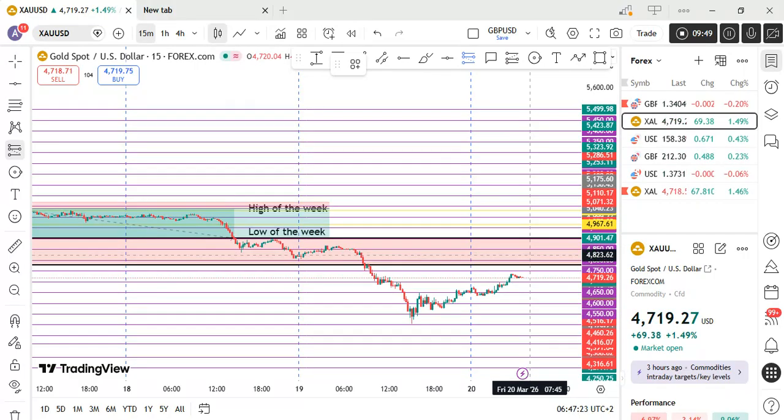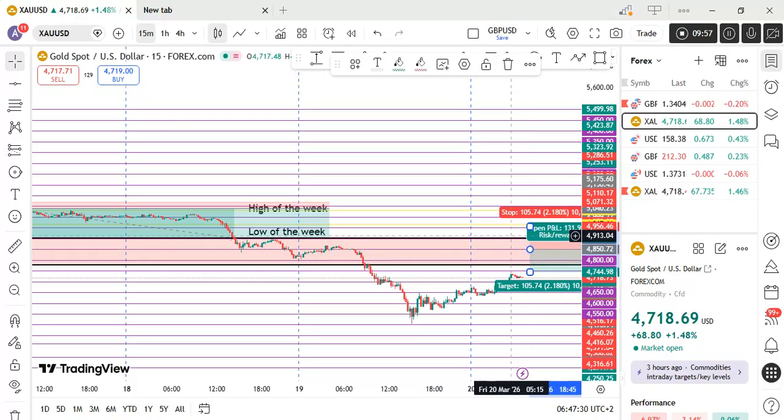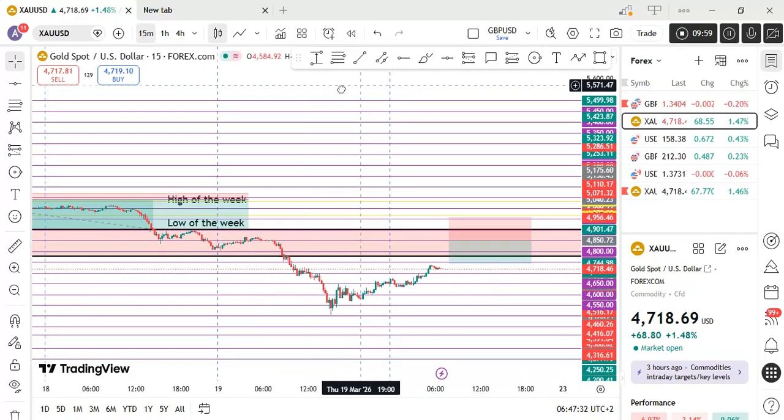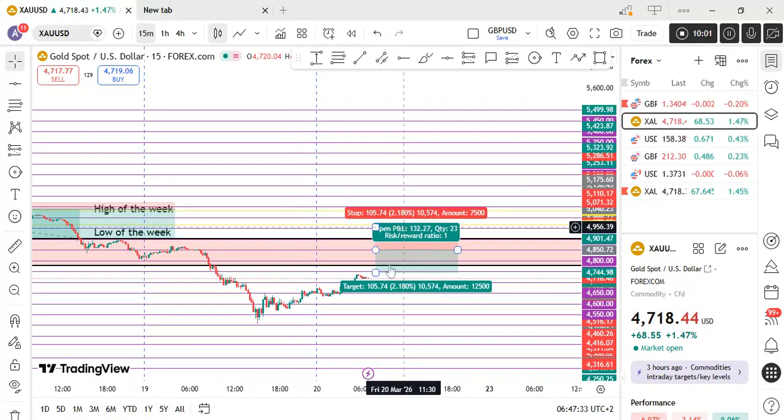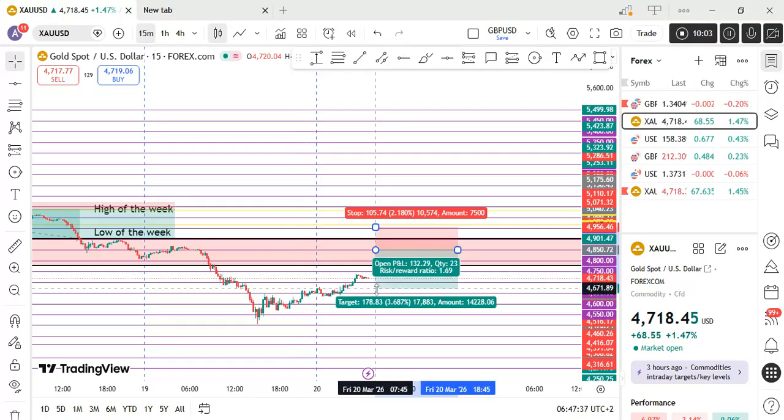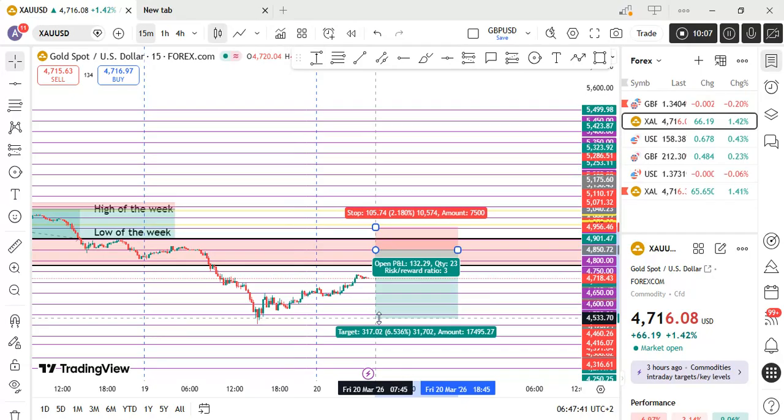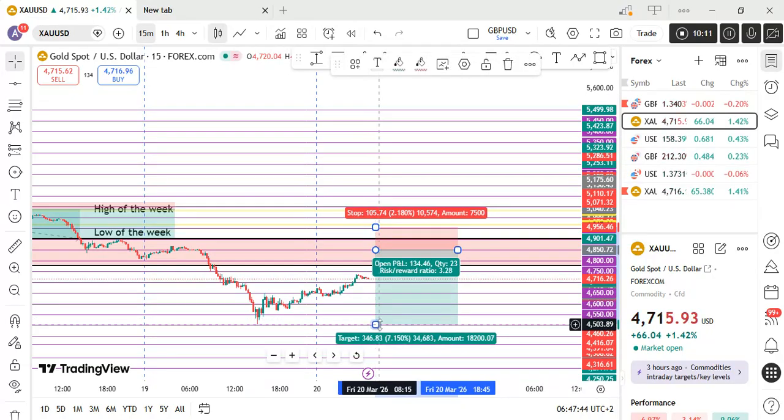So I'm definitely going to be looking for sell positions from this level. One of them is going to be from this level. So I'm trying to pick up my set two. So you definitely understand where to place the SL and where to place the take profit. From this level, I'm definitely going to be selling.